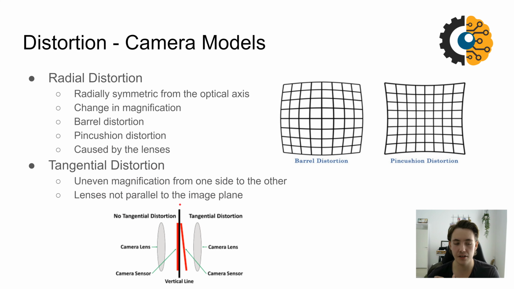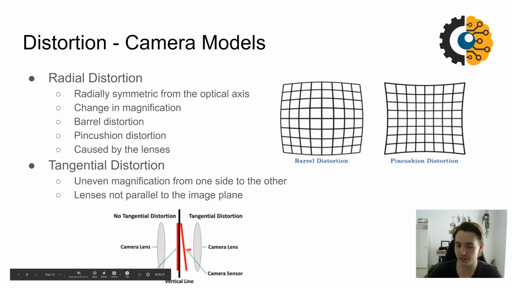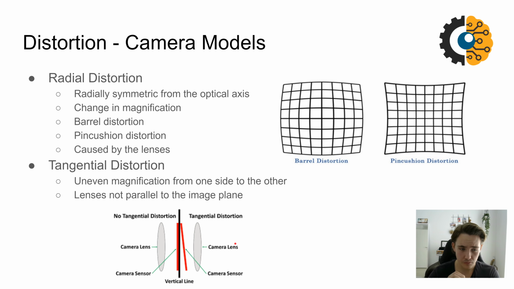We can also have tangential distortion, which is an uneven magnification from one side to the other, and we can see that the lenses are not parallel to the image plane. Down here we can see that we have the tangential distortion because our camera sensor is not parallel to the image plane. So that can cause some distortion as well that we need to take care of.